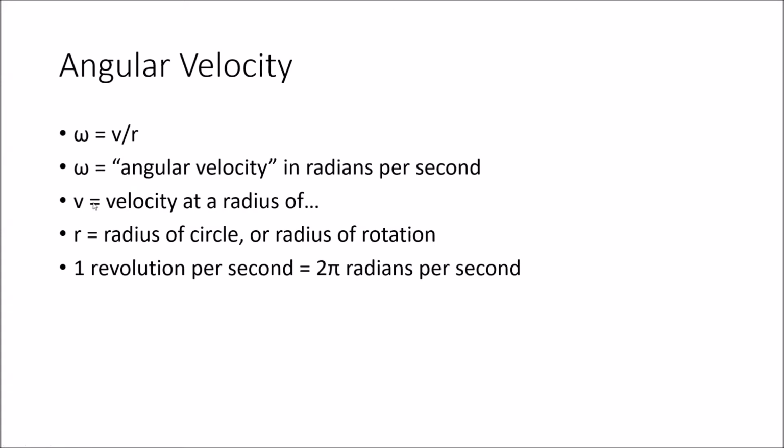Measured in radians per second, r is the radius of the circle, or the radius of rotation. And so we also see that 1 revolution per second is equal to 2 pi radians per second. If 1 revolution is equal to 2 pi radians, then 1 revolution per second is 2 pi radians per second. Being able to do simple conversions like that will be very important for this stuff.